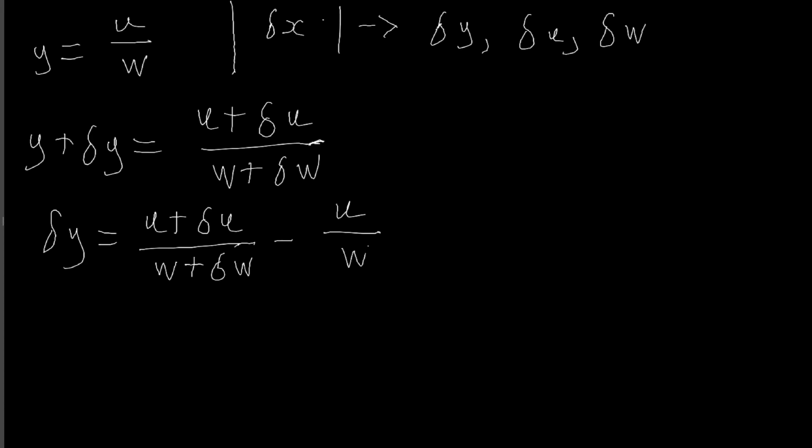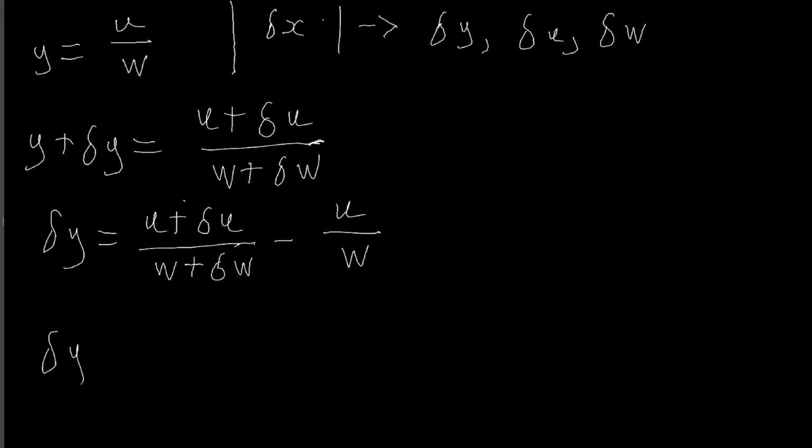Now, from here, we would like to combine the two fractions on the right-hand side into one singular fraction. We're going to have to multiply the top and bottom of u over w by w plus delta w, and we'll want to multiply the top and bottom of u plus delta u over w plus delta w by w.